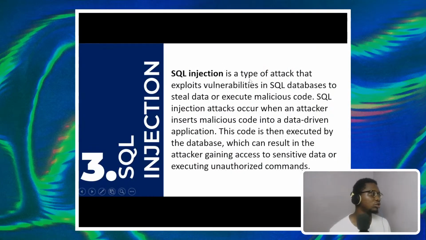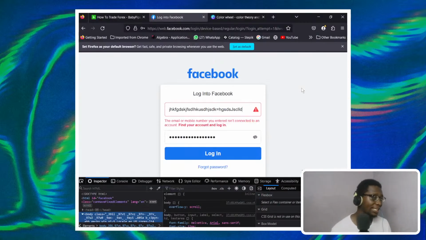But let me read more to you so that you would actually understand this. SQL injection attacks occur when an attacker inserts malicious code into a data-driven application. That's what I said. Facebook is a web application and it is data driven in the sense that it uses user details to give a specific user specific content on their web page or interface. They insert malicious code into a data-driven application after they have found the vulnerability in that system. This code is then executed by the database, which can result in the attacker gaining access to sensitive data or executing unauthorized commands. And that's actually what I explained here.